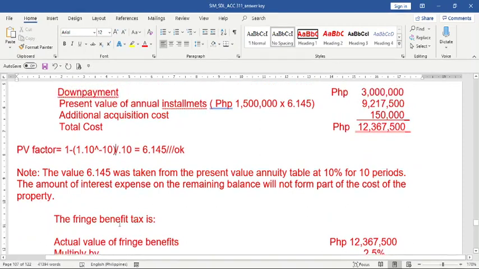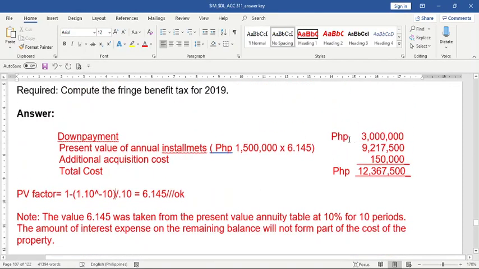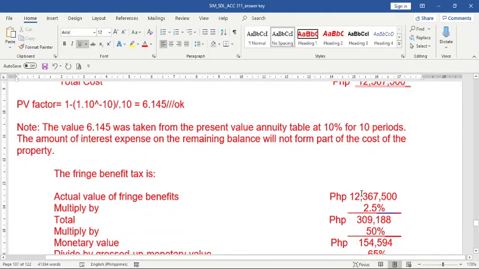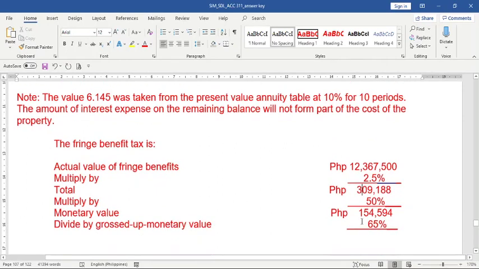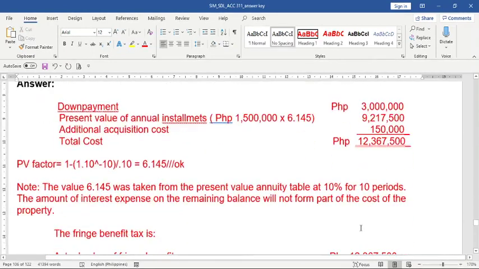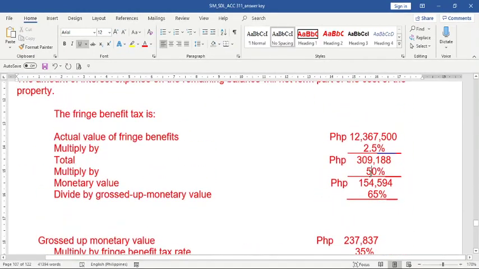So for the fringe benefit tax, let's look: down payment 3M, and the present value, since it's an installment. There is additional cost; this is the total cost. So the actual value of the fringe benefit, since it's an installment, you multiply by 2.5%. Total. And then, who is the owner? DCG. Multiply by 50%, since there is no transfer of ownership. This is your monetary value before you divide it by the gross-up monetary value.